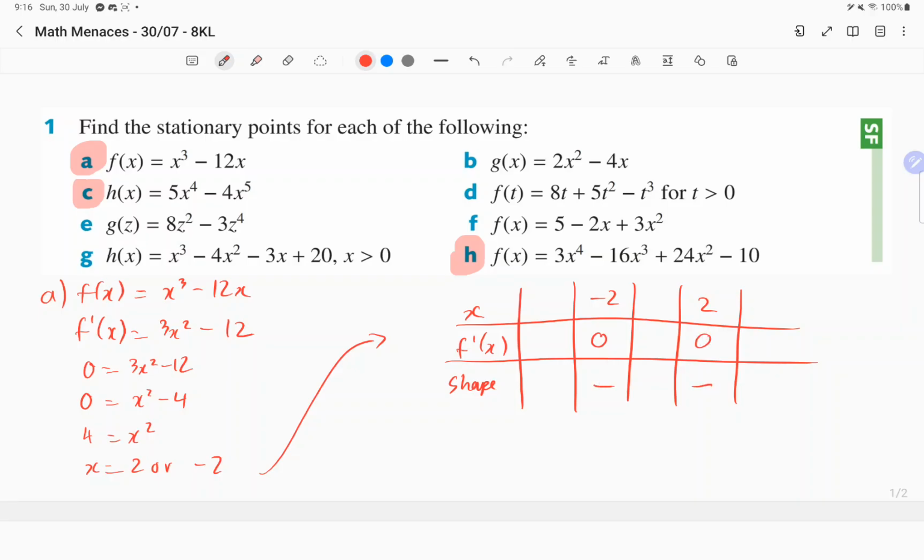Add those ones because they are where the first derivative is equal to 0, so the gradient is horizontal. You can pick any number before and after, but the easiest one, the number between them, would be 1. No, not 1. 0 is the easiest one.